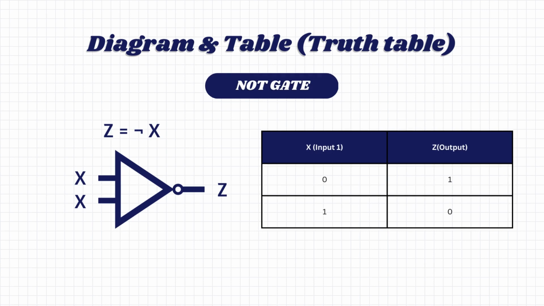Thirdly is a NOT gate. A NOT gate takes a single input signal and produces an output signal that is the opposite of the input signal. That is, if the input is high or 1, the output is low or 0, and vice versa. The Boolean expression for a NOT gate with input x is negation x.